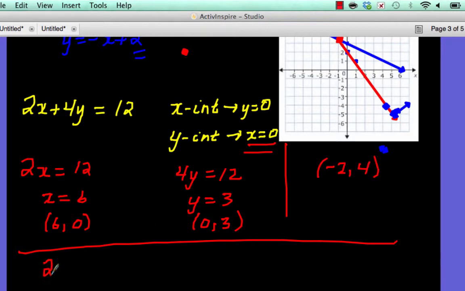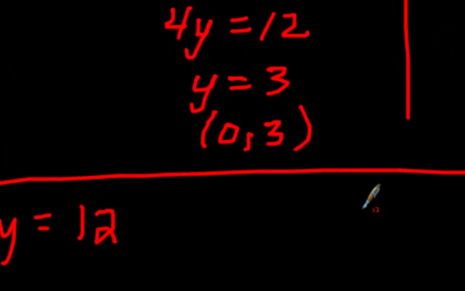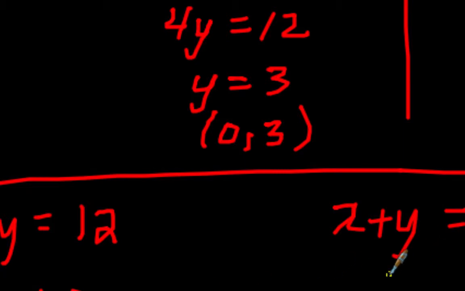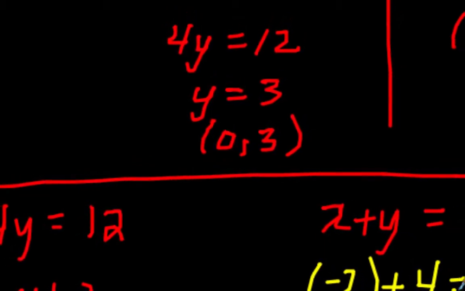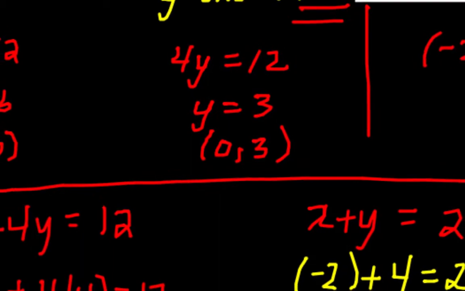So we're going to have 2x plus 4y equals 12. And then we're going to have x plus y equals 2. So does (negative 2, 4) work? Let's try it. So 2 times negative 2, that's my x value, plus 4 times 4, which is my y value, does that equal 12? So does negative 4 plus 16 equal 12? It does. Now does x, negative 2, plus 4 equal 2? It does. So that is the solution to our system.